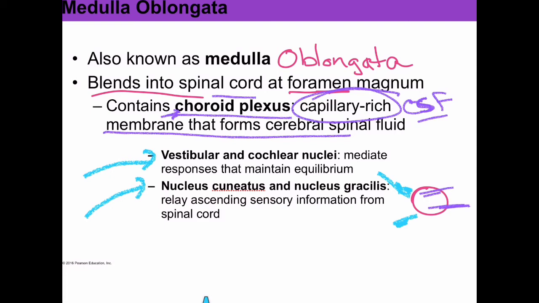So what these are doing is mediating equilibrium. So cochlear, right? We're dealing with the ear, vestibule, all together. Nucleus cuneatus and nucleus gracilis. What these are doing is dealing with more sensory information processing and transfer from the spinal cord.